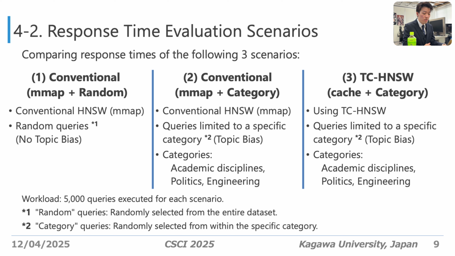Scenario 3 is our method TC-HNSW. This uses our cache system with the same category restricted queries used in scenario 2. We tested with 5,000 queries in each scenario.